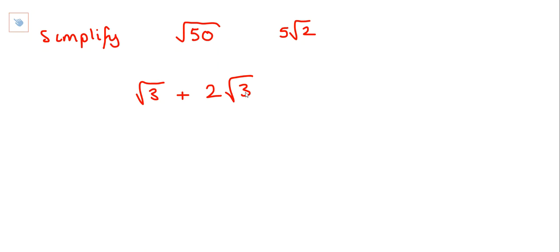So who can tell me what it is? Is it 3 root 3? It would be 3 root 3, because it's like having x. That's algebra.